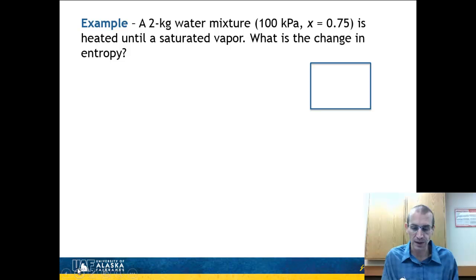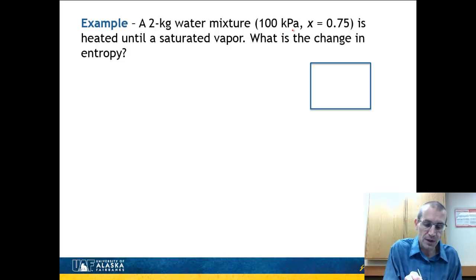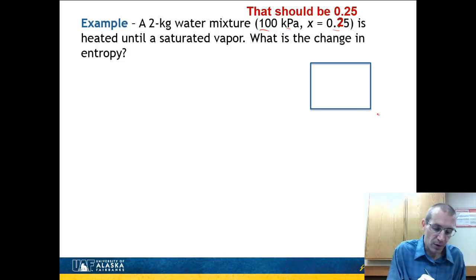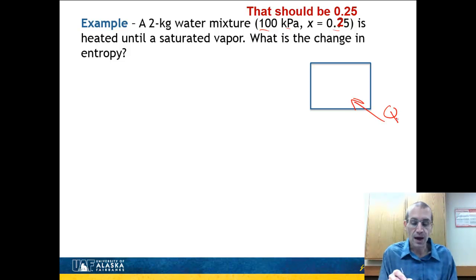Let's do an example here. I have 2 kilograms of water. It's initially a mixture. Its initial pressure is 100 kilopascals and its quality is 0.75. It's heated until it's a saturated vapor in a constant volume tank. So I'm adding heat here, and in the end it's going to be saturated vapor. We want to know what the change in entropy is.